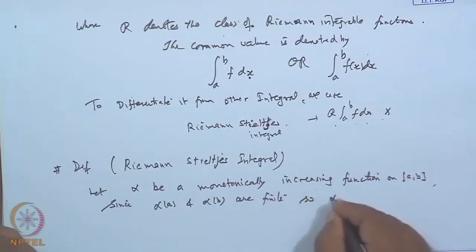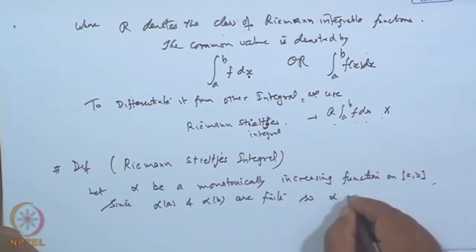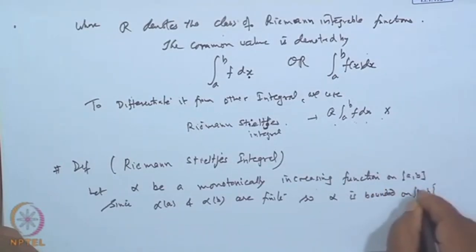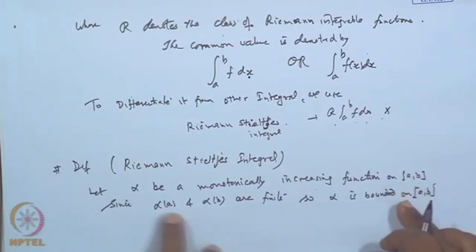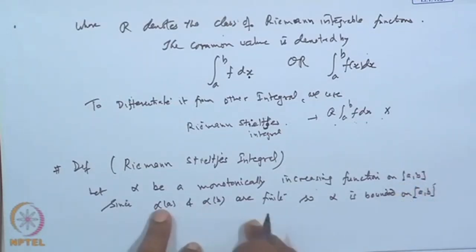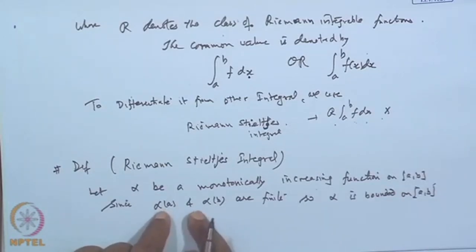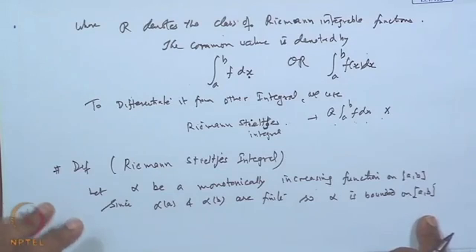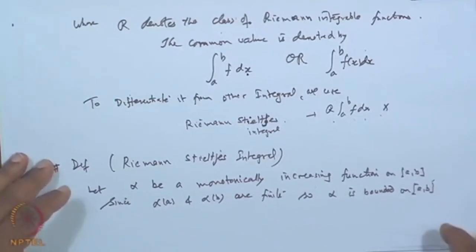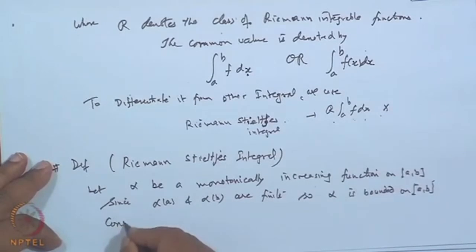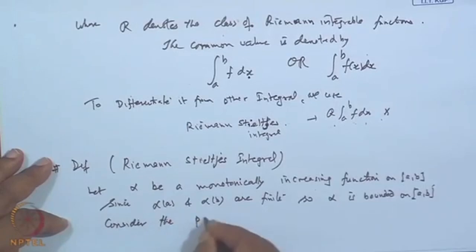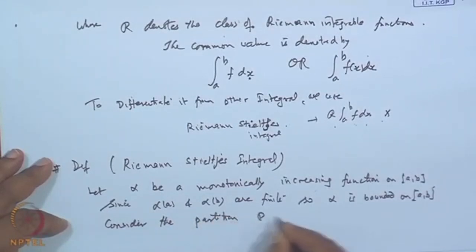So alpha is bounded on the interval [a, b]. Because it is monotonically increasing, all the values of alpha lie between alpha(a) and alpha(b), hence it is a bounded function on [a, b]. Once it is bounded, let us consider the same partition P of [a, b].